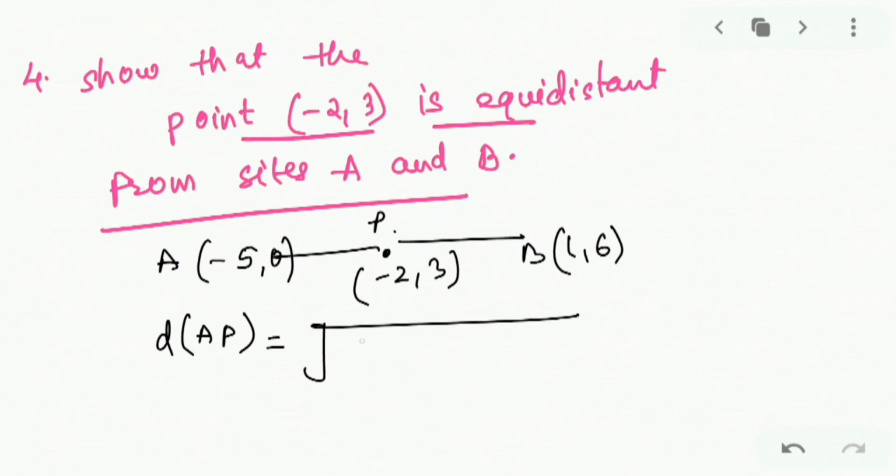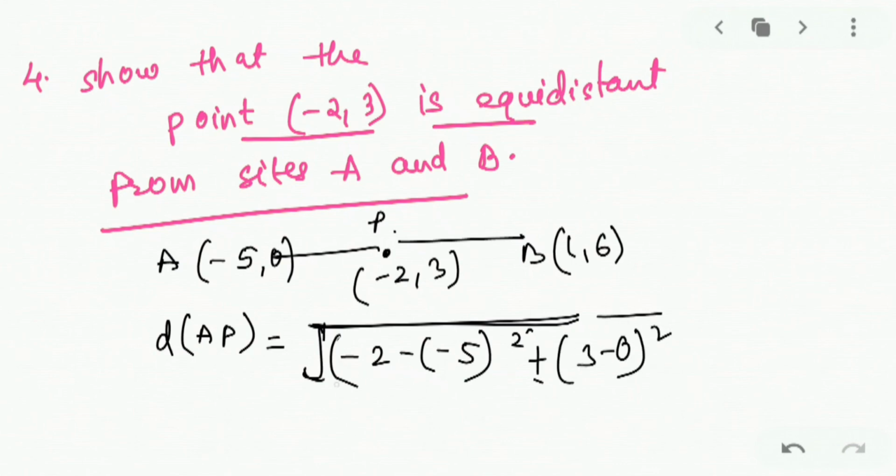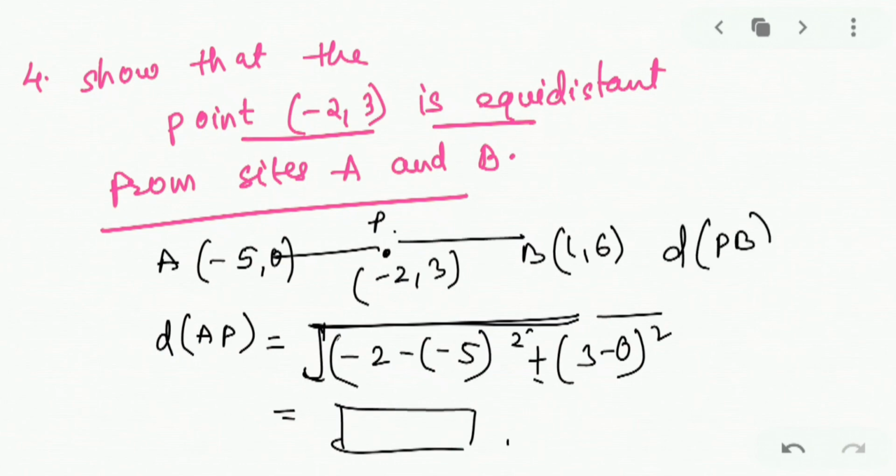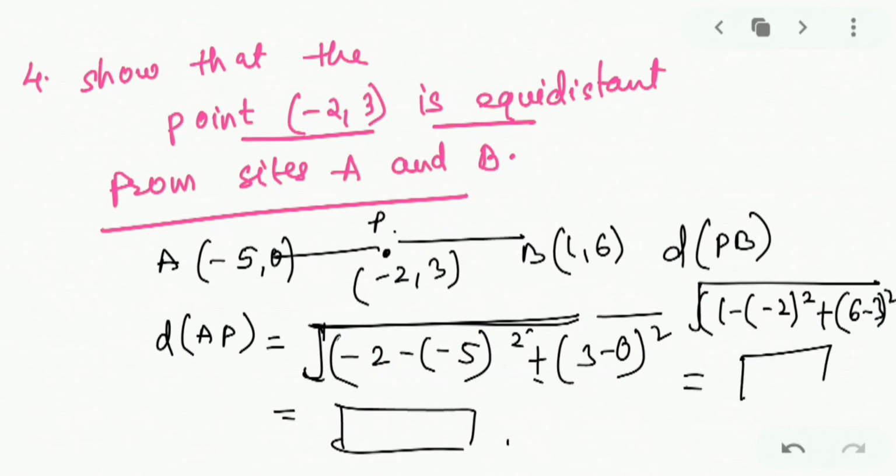You have to take it under root, (x2 minus x1) the whole square plus (y2 minus y1) the whole square. You have to solve this, as well as take the distance PB, that is under root (1 minus (-2)) the whole square plus (6 minus 3) the whole square. And if you get the values of both distances to be the same, you will say that P is equidistant from A as well as B.